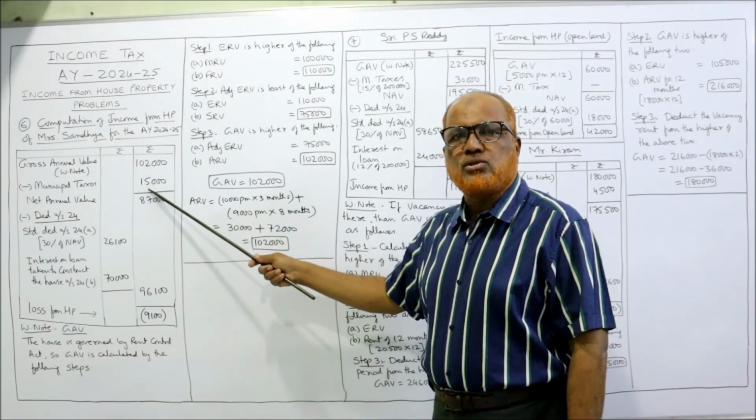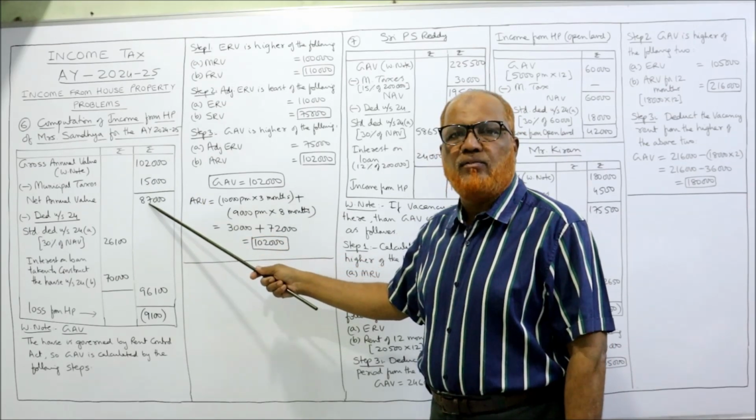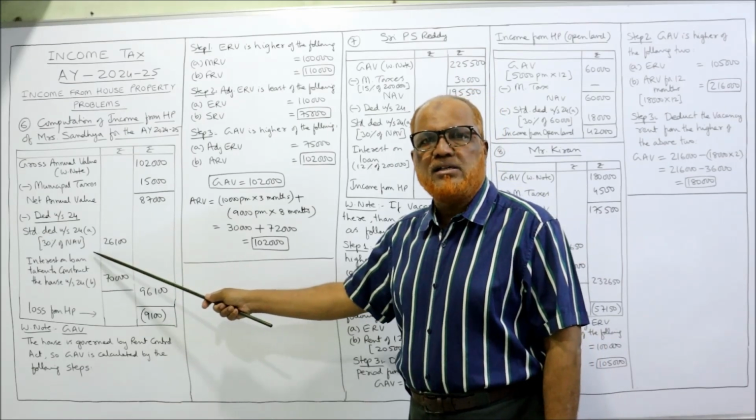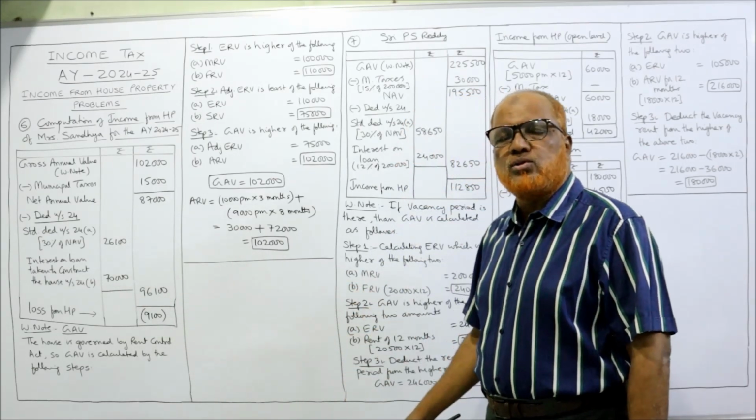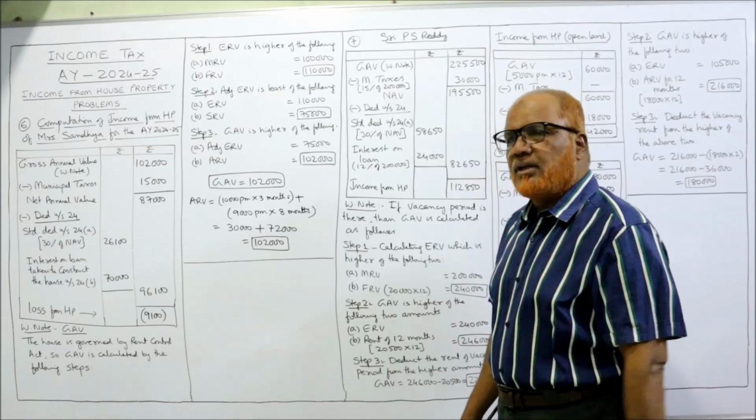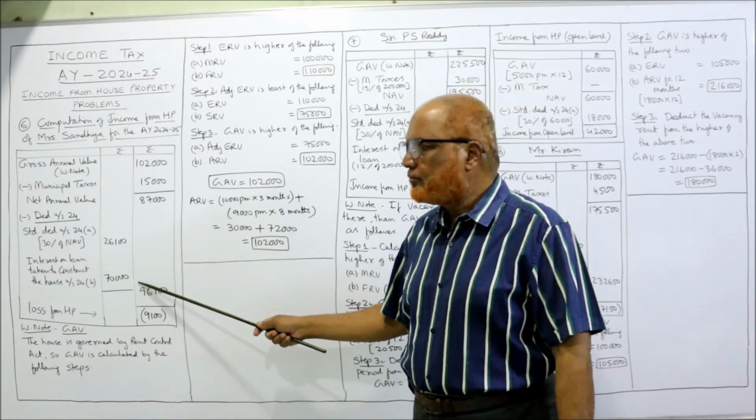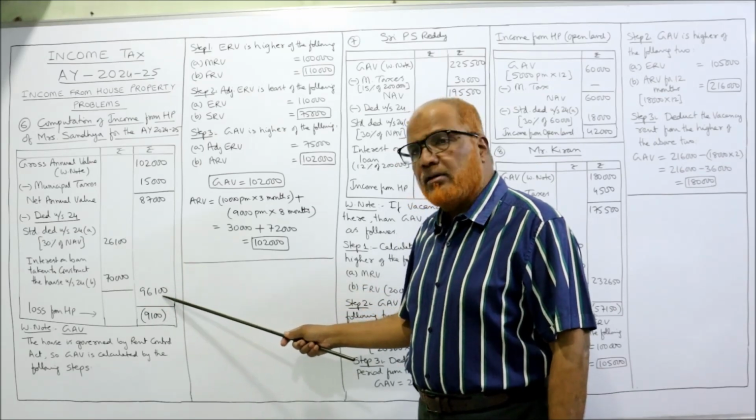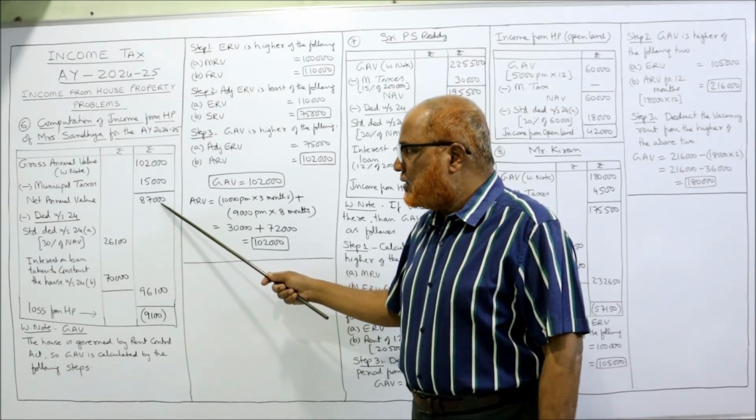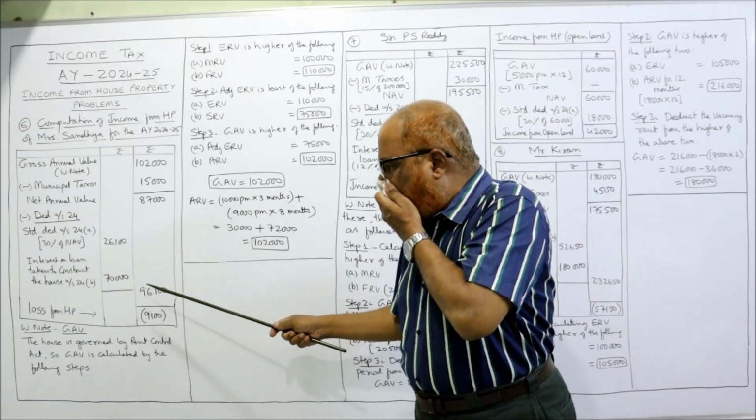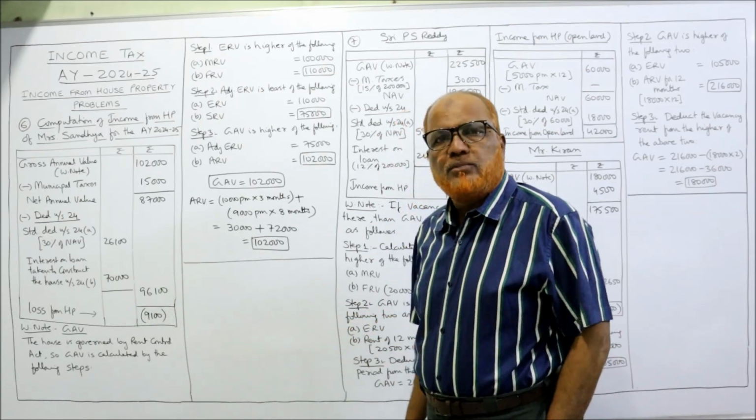Municipal taxes 15,000. Deduct, and you will get 87,000 as NAV. 30% of 87,000 is 26,100. Interest on loan taken to construct the house is 70,000, given in the problem. Take the total, 96,100. 87,000 minus 96,100, so you get a negative figure.